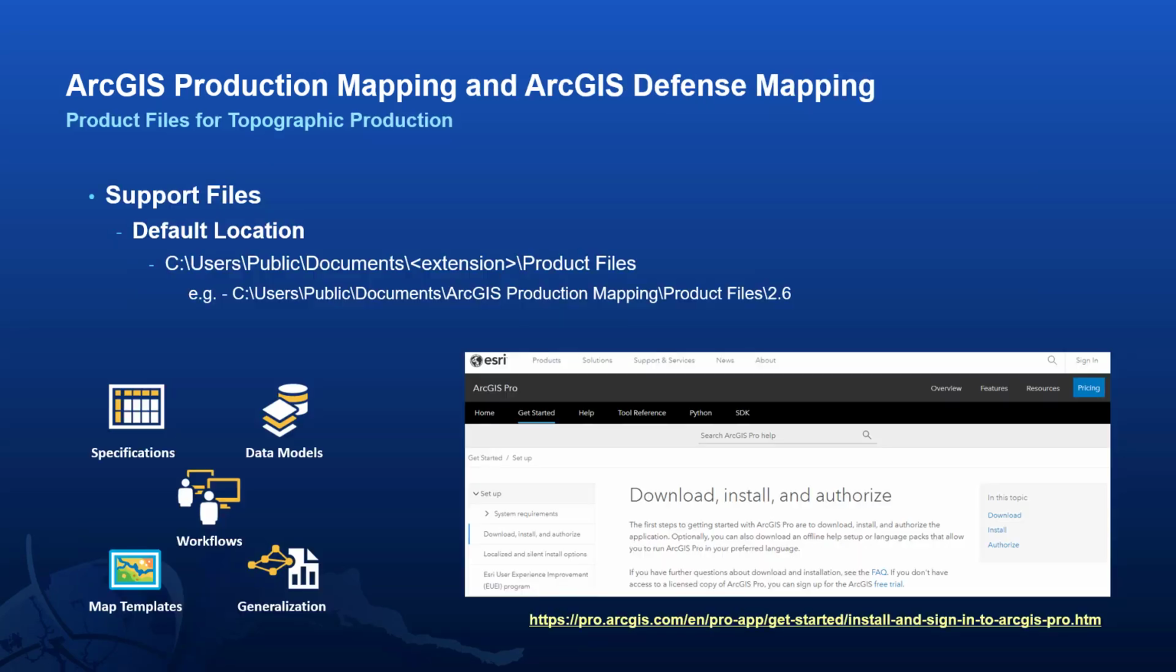Product files for topographic production. With production and defense mapping, we provide a separate installer for the product files. These are support files like predefined schema geodatabases based on specifications, and map templates that include symbology, map layouts, and surround information. We also have generalization models and rule files for specific scales. We provide out-of-the-box workflow manager workflows that are predefined for data collection, QA/QC, and cartography. These support files are used in automation processes you will see later in this presentation.